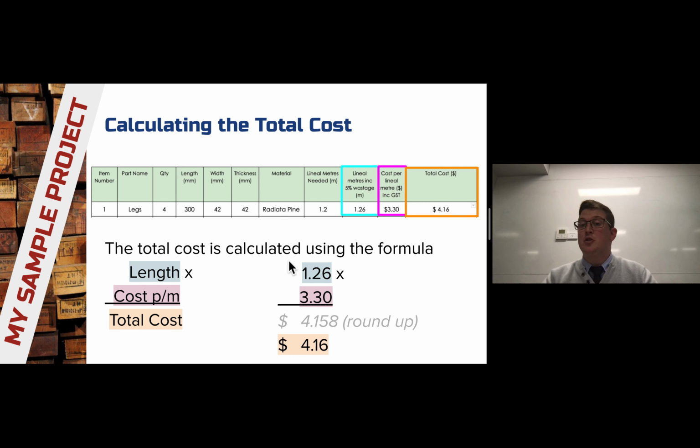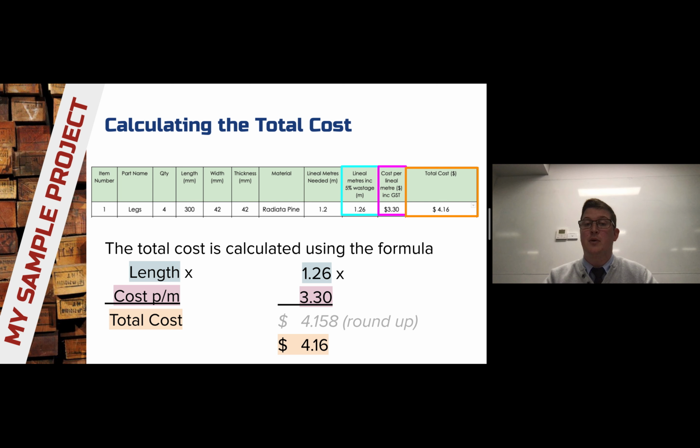Now that I've got that, I can do some more math. I get the total length that I need, that's the length including wastage, the blue length, and I multiply it by the cost per metre, the dollar amount in pink there, and that gives me my total cost. So I did 1.26 metres at $3.30, so 1.26 times $3.30 gives me $4.158. Now, I can't spend $4.158, so I might round it up to $4.16, or if I'm using cash, I would have to round that up to $4.20.